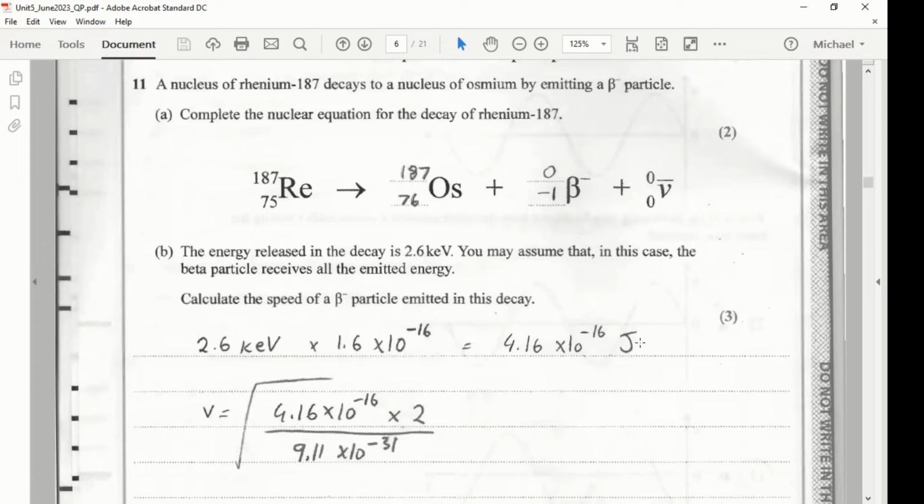And you need to know that a beta minus by convention is 0 on the top and -1 on the bottom. And if you add them all up, left and right, they all balance. So there you go.